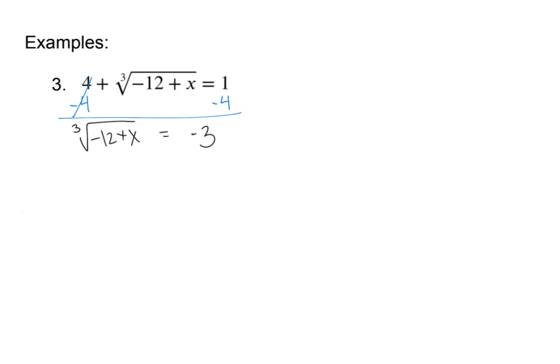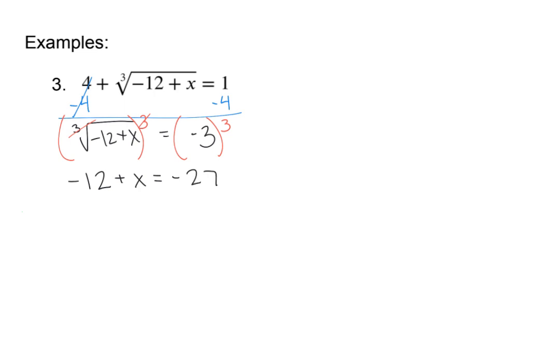Okay, next step is to get rid of the root. It is a cubic root. So in order to get rid of it, we have to cube both sides. Cubing a negative, remember, that's no sweat. We can do negatives with cubed roots. Let's see, a cube and a cube root is going to cancel and leave me with negative 12 plus x. And negative 3 times negative 3 times negative 3 is negative 27.